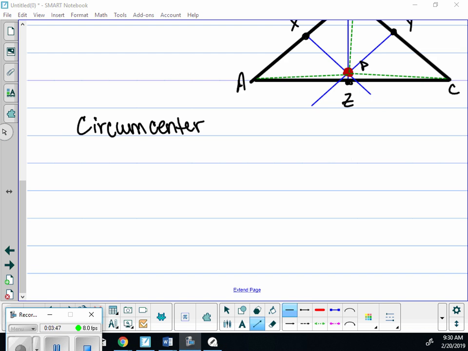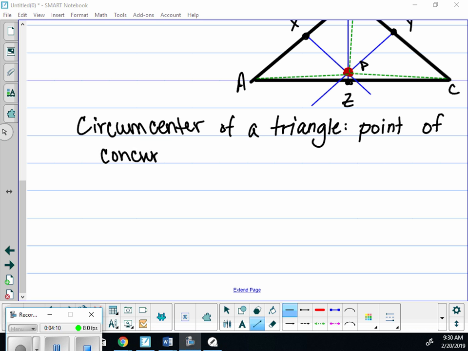The name of that point of concurrency of the three perpendicular bisectors is called the circumcenter of a triangle. And what it is, is that point of concurrency of the three perpendicular bisectors of the triangle.